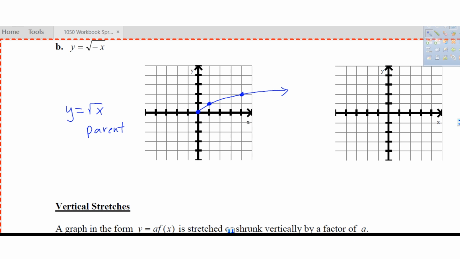Okay, so then the next one, the equation is the final equation that I was asked to graph, which is y equals the square root of negative x. We already talked about this is a reflection across the y-axis. Please don't say flip, okay?